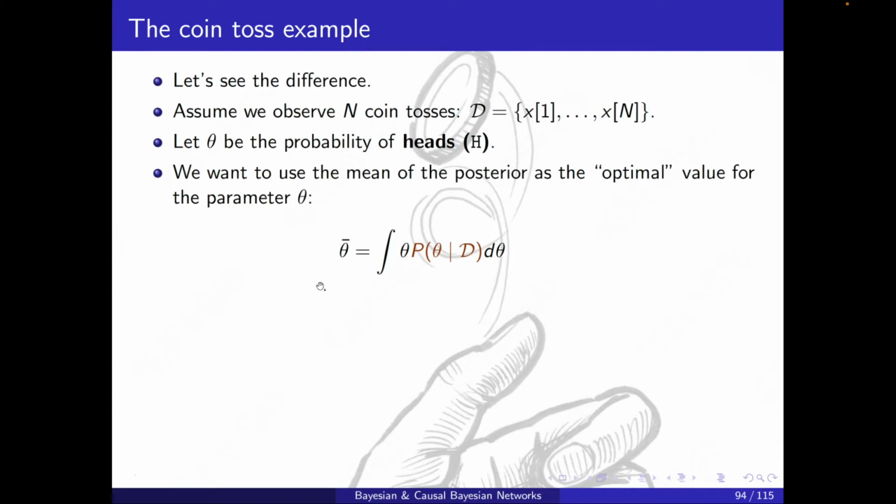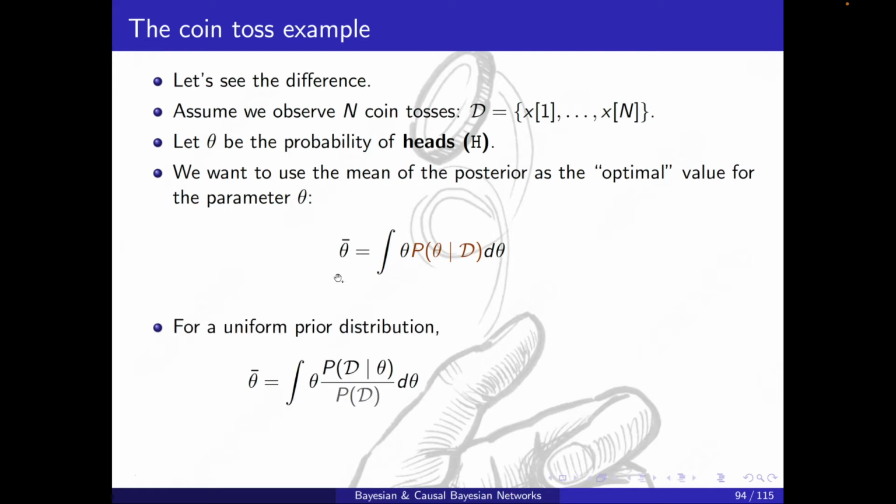This will be my decided optimal value, and I want to calculate it. Okay, so for a uniform prior distribution, I can use the formula I had for the posterior, and P of theta, the green part, will be 1, so I will just replace it with this term, the likelihood divided by P of D. And P of D is independent of this integration. I will take it out, and I will have this term.